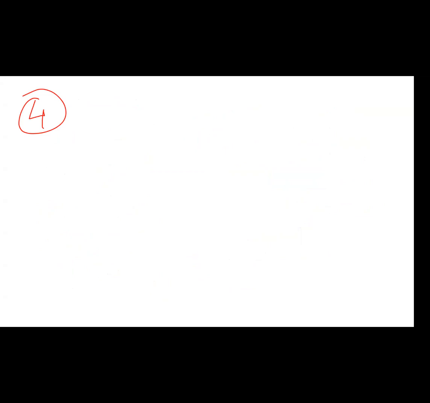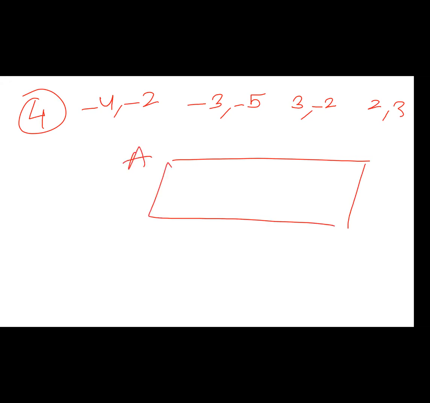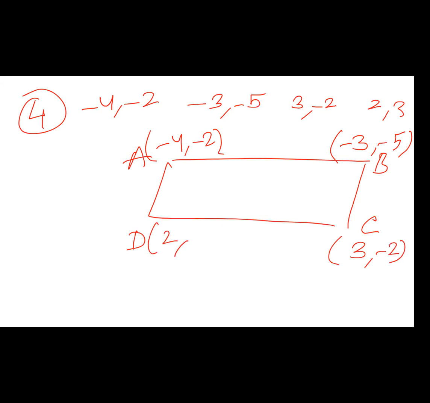Moving to question number 4. You have to find the area of quadrilateral whose vertices are -4, -2; -3, -5; 3, -2; and 2, 3. Now suppose this one is a quadrilateral taken in order A, B, C and D. A has coordinates -4, -2. B has coordinates -3, -5. C has coordinates 3, -2. And D has coordinates 2, 3.